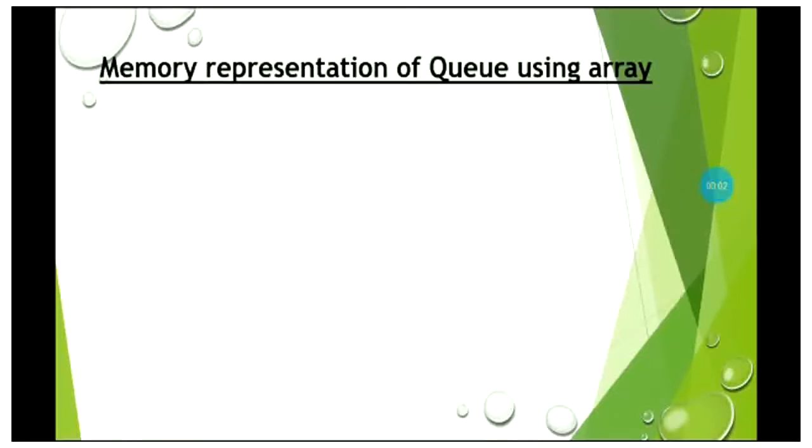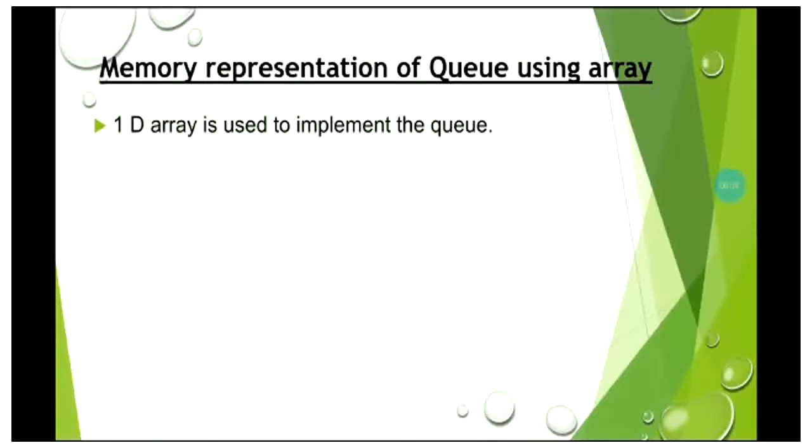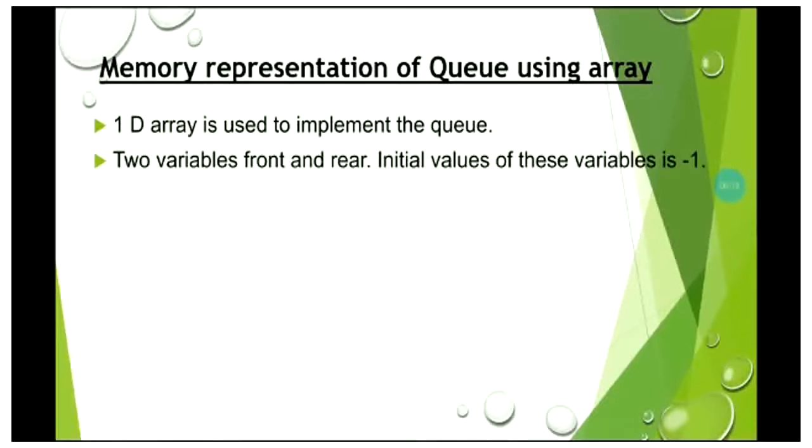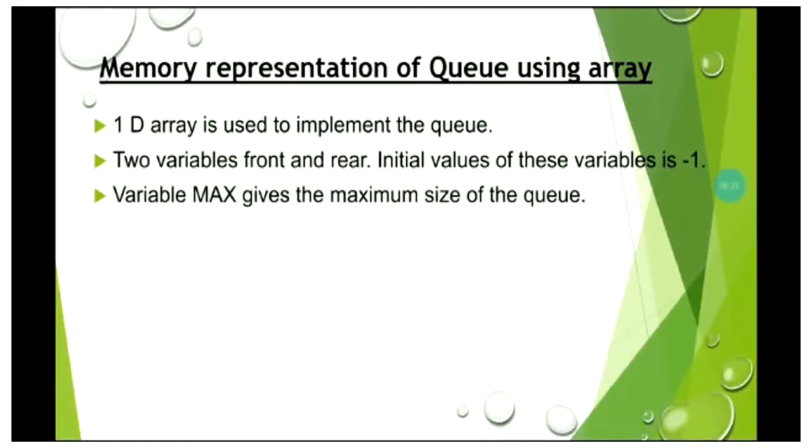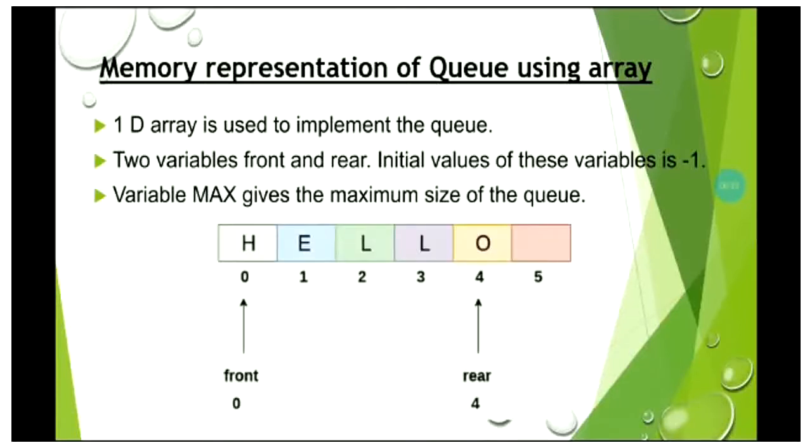Now let us see how to implement a queue. As a queue is a linear data structure, a one dimensional array is used. We require two variables, front and rear, and the initial value of these variables is -1, which indicates an empty queue. Another variable max is required, which gives the maximum size of the queue. See the example here. Maximum size of the queue is 6. 5 elements are inserted. Rear is pointing to the last element which is inserted. Front is pointing to the first element which is going to be deleted.